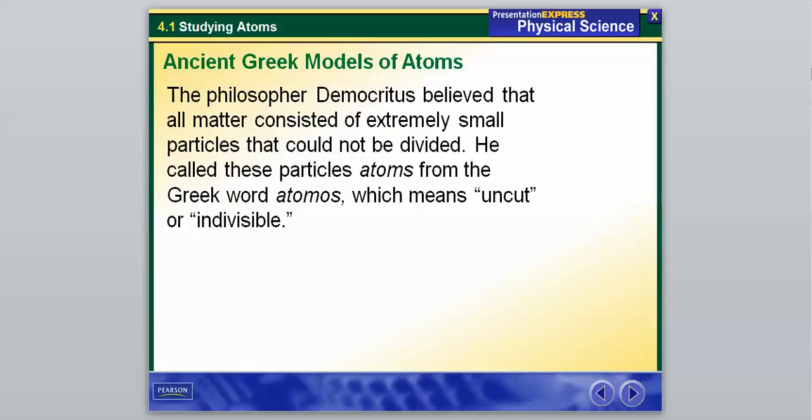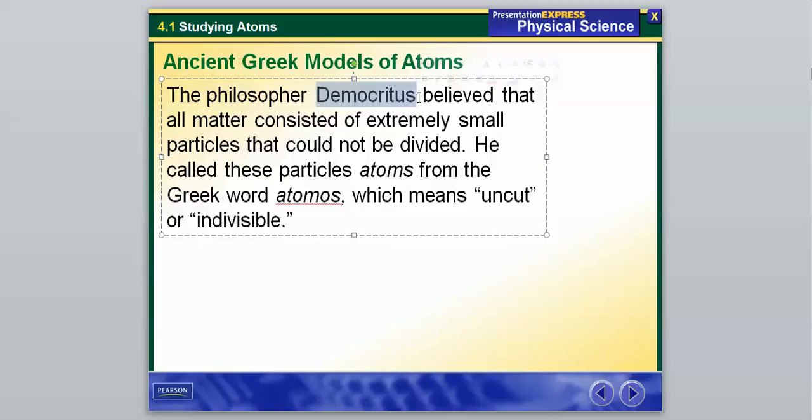The first explanation came from the philosopher Democritus, and I would definitely write down some things about Democritus. He was an important character here. He believed that all matter consisted of extremely small particles that could not be divided. He called these particles atoms, from the Greek word atomos, which means uncut or indivisible. So this guy in ancient Greece, and I believe this was about 400 BC, so this is very, very early in human history.